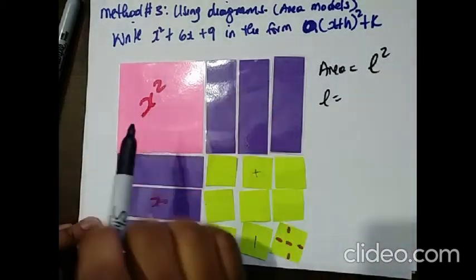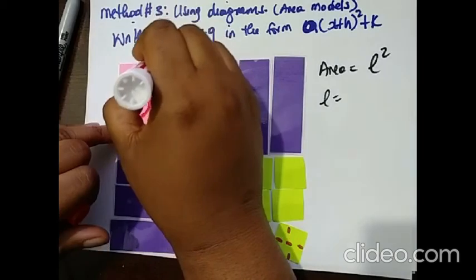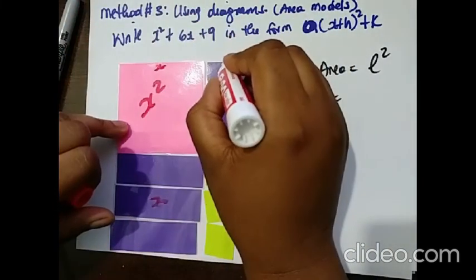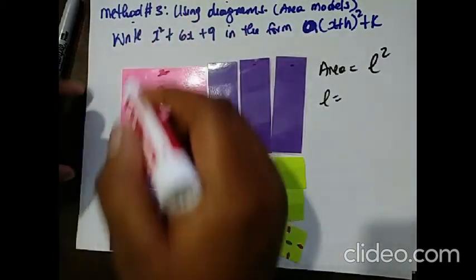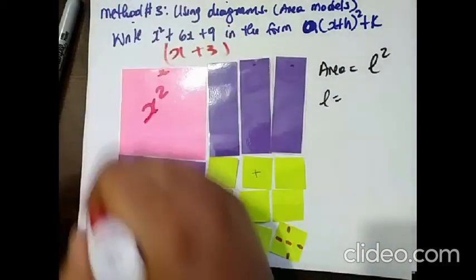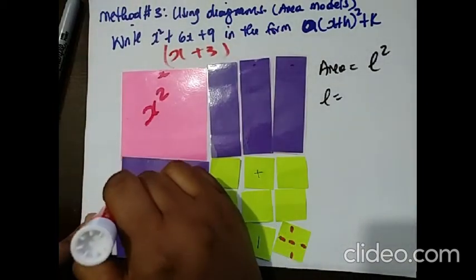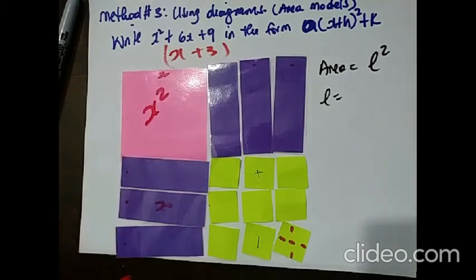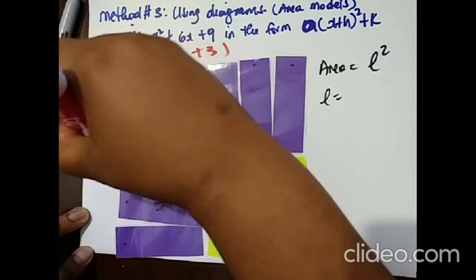So the length would be x, because we know that each side of this is x. Here is 1, 1, 1. So here would give us x plus 3. And then here, same way, 1, 1, 1, so that's 3. And the side here is x. So we got another x plus 3 here.